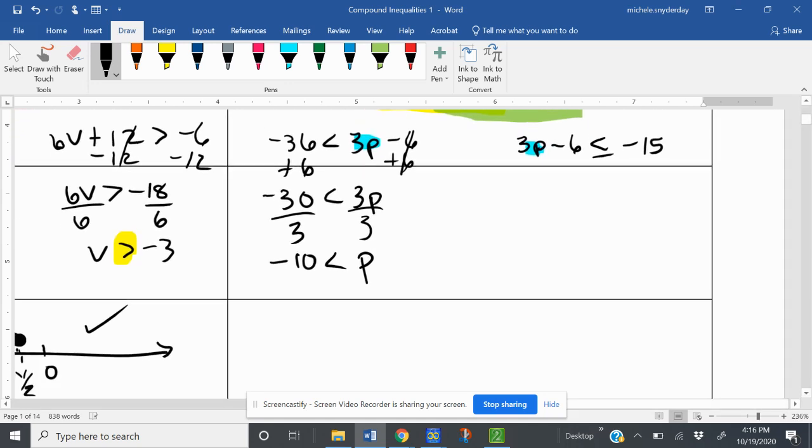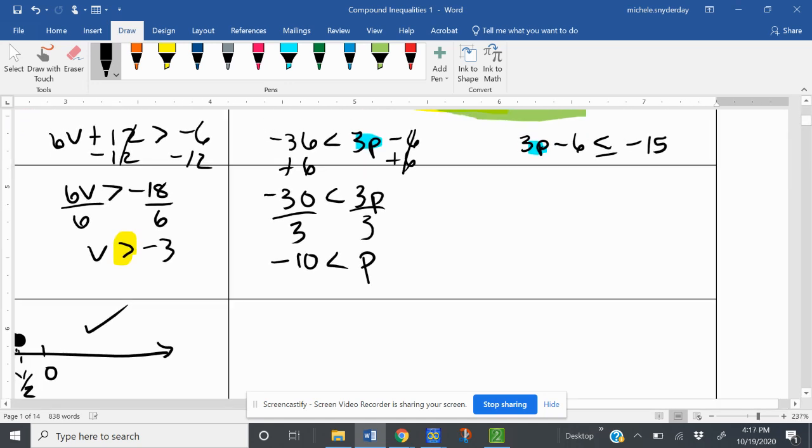Now, when we graph, we have to have the p come before the number. So we have to rewrite this inequality, but we have to maintain the integrity. We have to keep it true. So if the open part in this case is facing the p, the open part still has to face the p. And the pointy part is facing the negative 10, and it still is. But this is the direction we need to graph it.